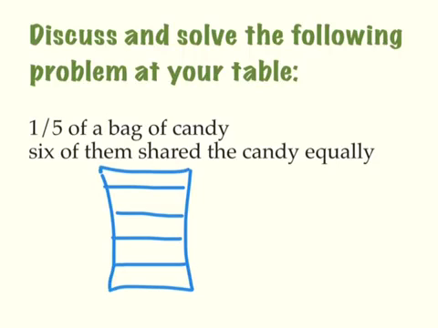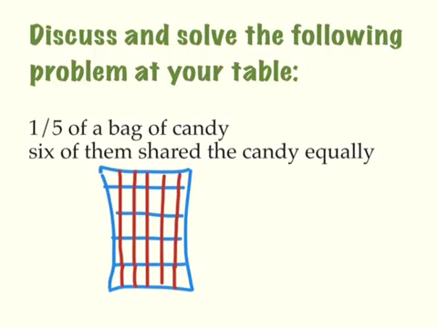Now in the problem, it said that 6 of them shared that 1/5 equally. So in this last fifth down here at the bottom, I need to split that into 6 equal pieces so each person can get one of those pieces. But our original question asked, what fraction of the entire bag of candy did each person receive? In order to find that out, we need to extend our lines in order to determine that answer.